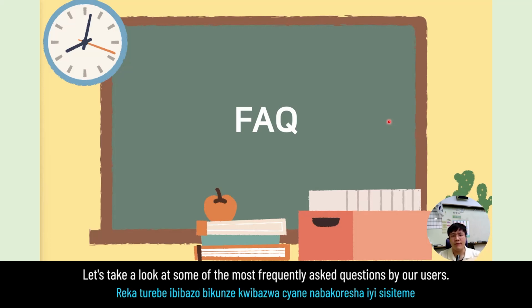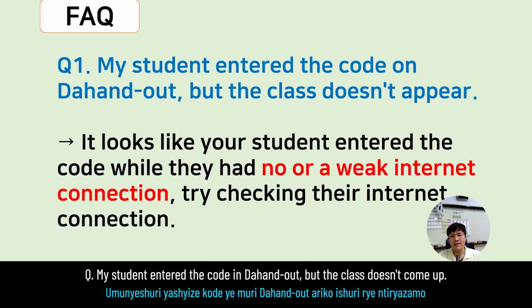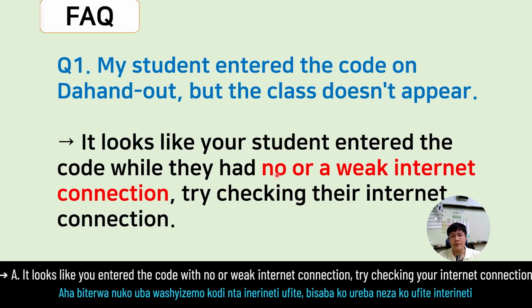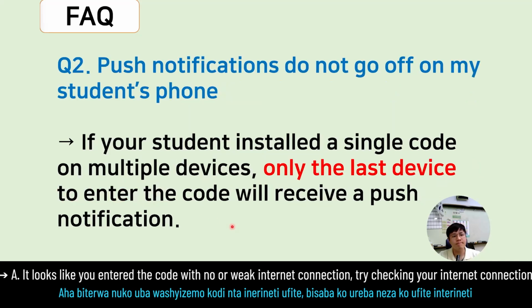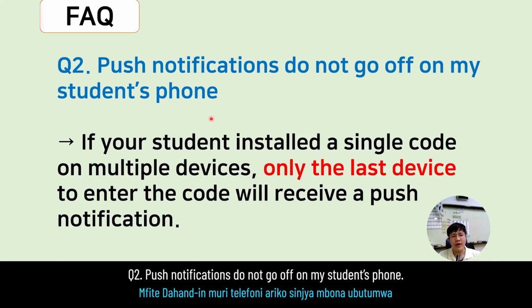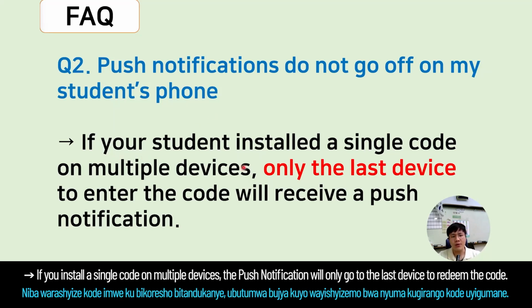Let's take a look at some of the most frequently asked questions by our users. My student entered the code on the handout, but the class doesn't appear. It looks like your students entered the code while they had no or a weak internet connection. Try checking their internet connection. Question number 2. Push notifications do not go off on my student's phone. If your student installed a single code on multiple devices, only the last device to enter the code will receive the push notification.